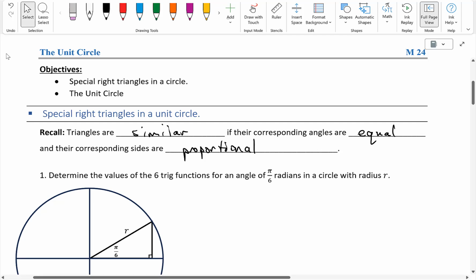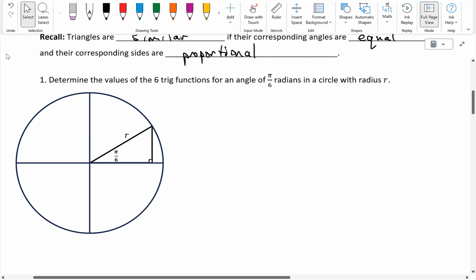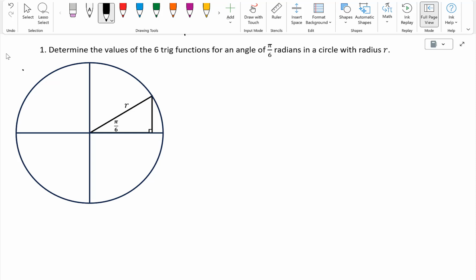All right, so we did a lot in the last section building up those special right triangles, and we did a few problems towards the end with an angle intersecting a circle somewhere. So we can work with that here. We can think of this for number one, determine the values of the 6 trig functions for an angle of pi over 6 radians in a circle with radius r. And we can think over here that it's going through some point x comma y.